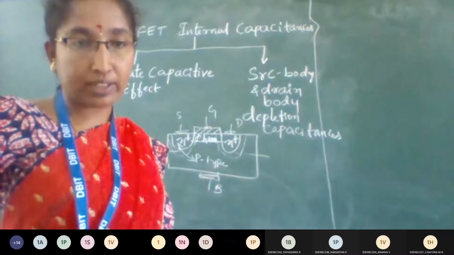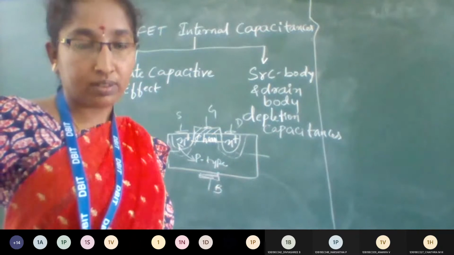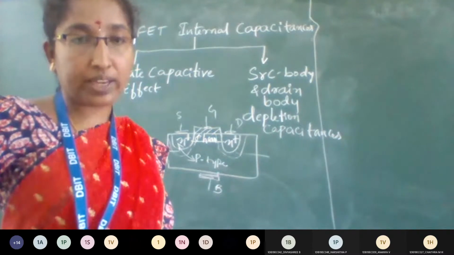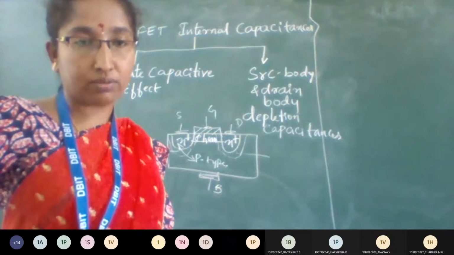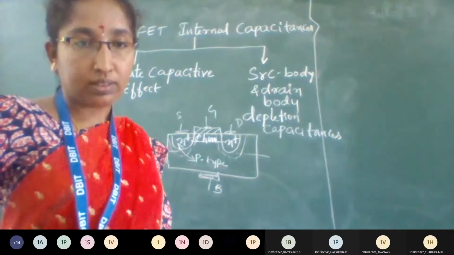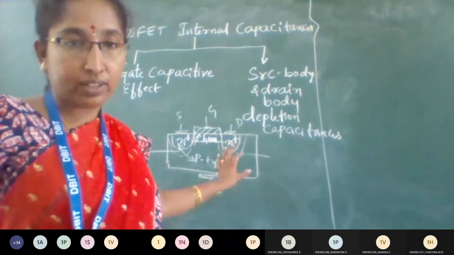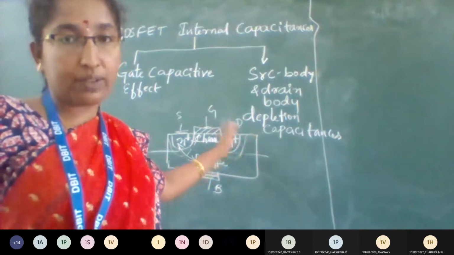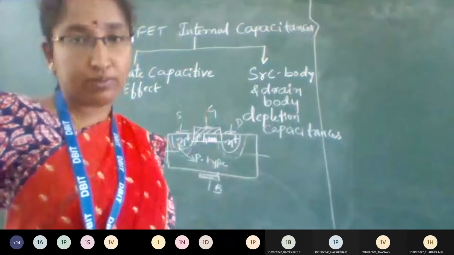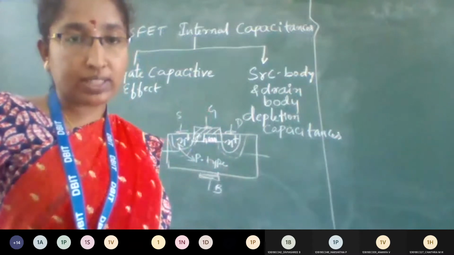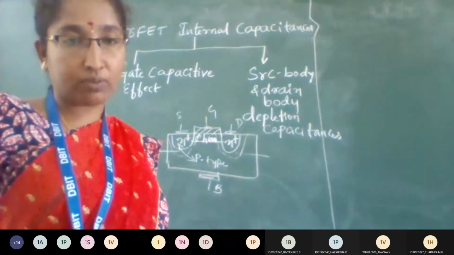So the channel will not form. Cutoff means you are not giving any gate voltage, so VGS is not reaching VT also. No induced channel is formed. If the channel is not formed, how will the capacitance form? I am not giving any gate voltage. So in the cutoff region, CGS and CGD will be 0.